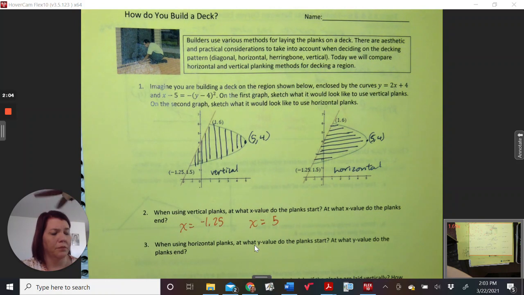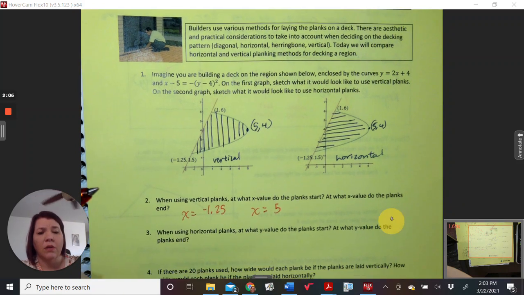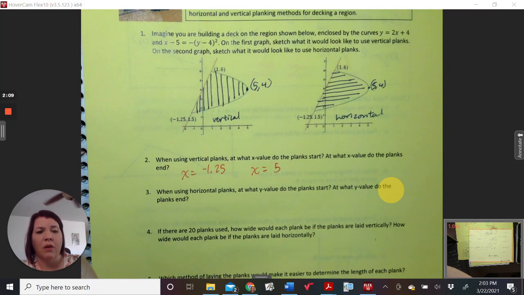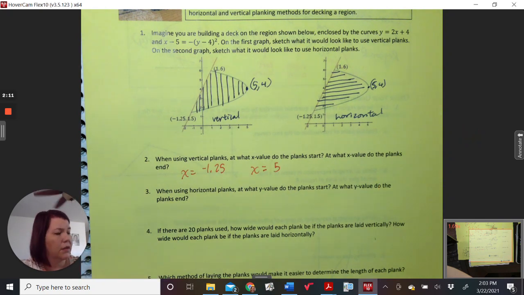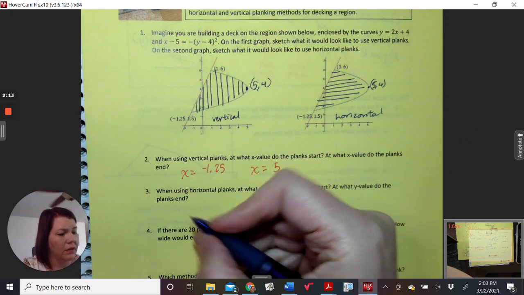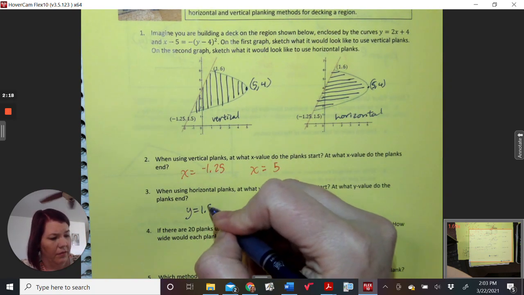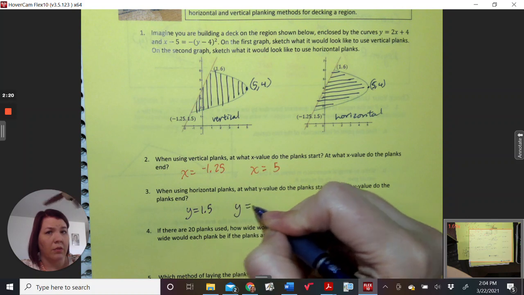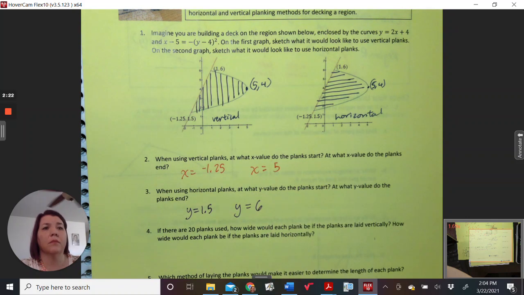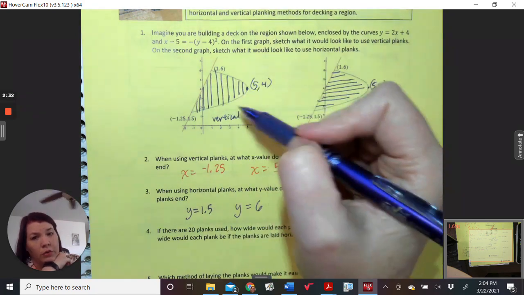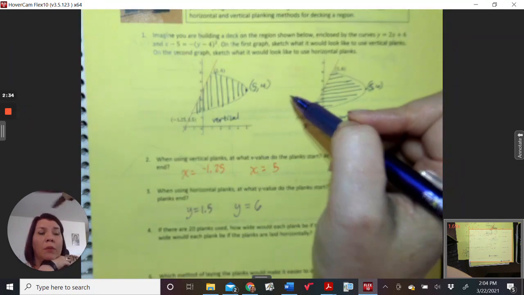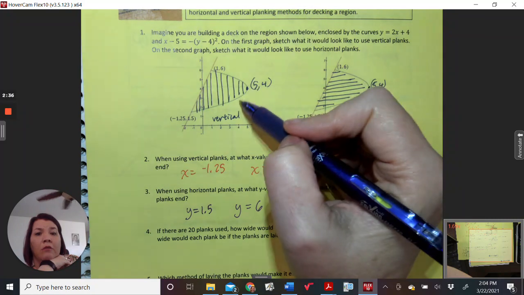Okay. When using horizontal planks, at what y value do the planks start and at what y value do the planks end? Well, if I go horizontally, they start at y equals 1.5 and end where y equals 6. If they're going to use 20 planks or 20 boards, how wide would each plank be if the boards are laid vertically?